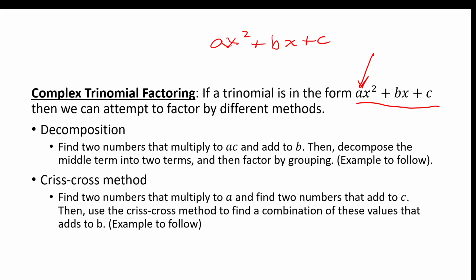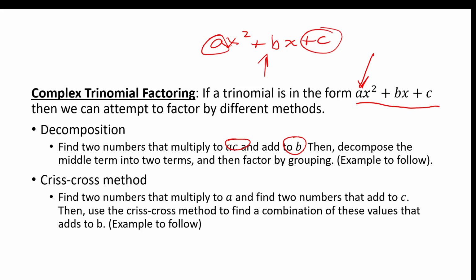Well, there are many ways to do this. Two ways that we'll talk about in this video are decomposition and the crisscross method. With decomposition, we want to find two numbers that multiply to a times c. So we determine what a times c is. Then we come up with two numbers that multiply to that, but add to the middle coefficient of b. And then we decompose the middle term into two terms and factor by grouping. You'll see what we mean with the following examples.